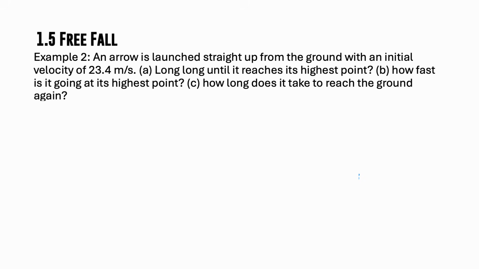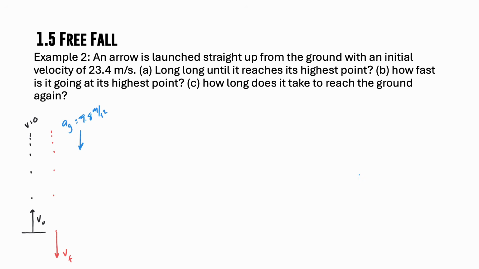So, last example here: we have an arrow launched straight up from the ground with an initial velocity of 23.4 meters per second. In part A, sorry about the typo here, how long until it reaches its highest point? Part B, how fast is it going at its highest point? And part C, how long does it take to reach the ground?